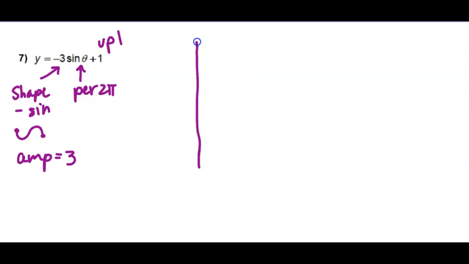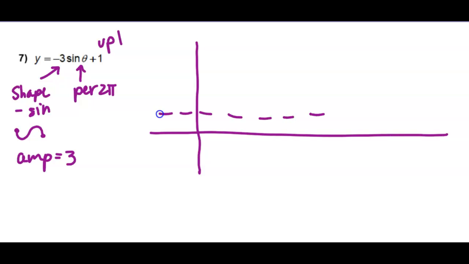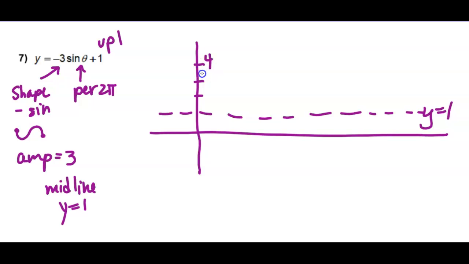Okay, so it's shifted up 1, so I'm going to move my x-axis down a little bit, and I'm going to shift up 1 for my midline. And then above that, it goes 3. So that would be the maximums are going to occur at 4. Again, you can put a little dotted line there if you want. And 3 below 1, you start 1, go down to 0, down to -1, down to -2. The minimums are going to occur down here at -2.